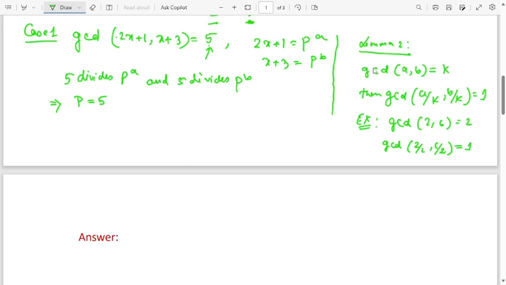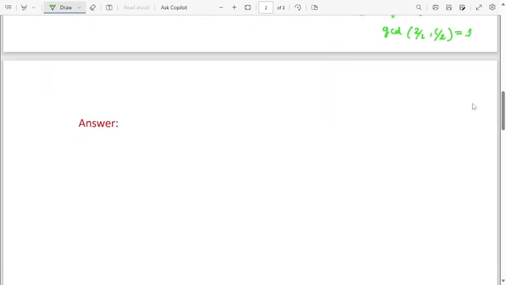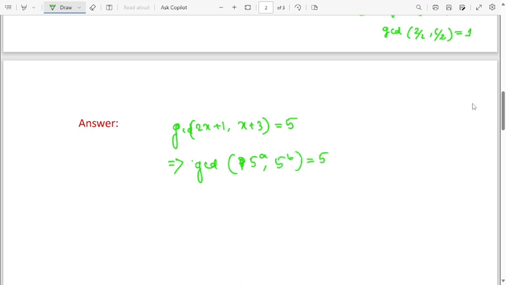So again we have GCD of 2x plus 1 comma x plus 3 is equal to 5. From here we can write GCD of, we know 2x plus 1 is p to the power a, that means 5 to the power a, comma 5 to the power b is equal to 5. By using Lemma 2, we can write 5 to the power a by 5, comma 5 to the power b by 5 is equal to 1.